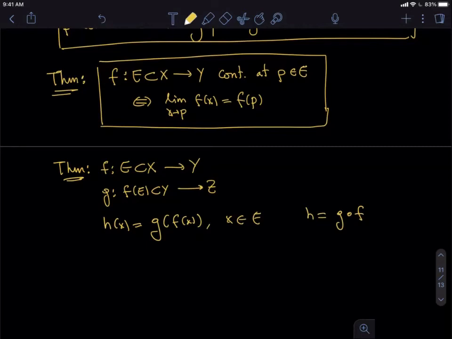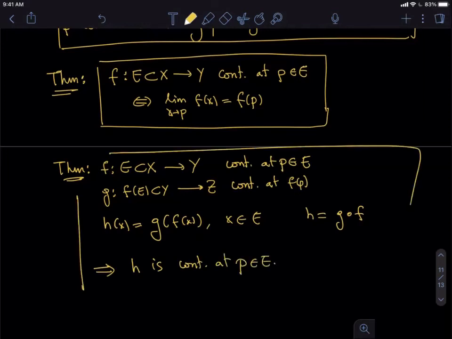Whenever we have this, if both of them are continuous, the first one is continuous at some point p in E, and the second one is continuous at f of p, of course, then h is continuous at p. So we are saying here that the property of being continuous actually transfers.